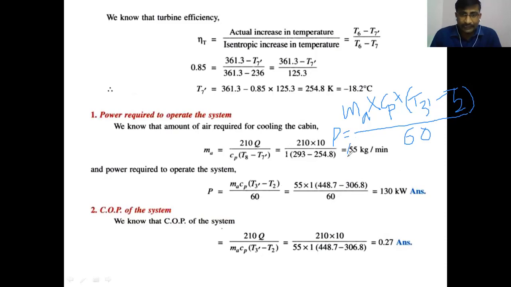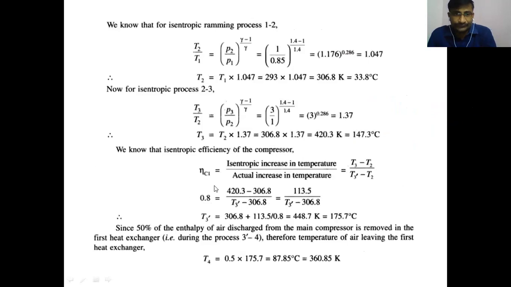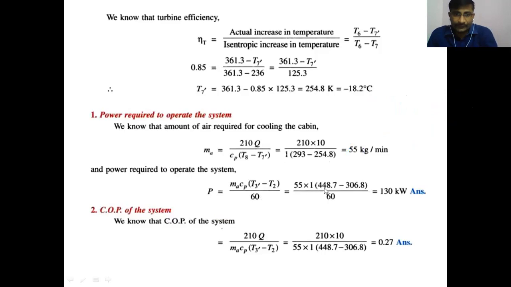MA, the mass of air required, is 55 kg per minute, into 1, the specific heat value. T3 dash we calculated in the earlier slide. This is 448.7 kelvins, minus T2, which is 306.8. This is also calculated earlier by using the ambient air temperature, divided by 60. Then we will get 130 kilowatts of power needed to produce 10 tons of refrigeration in the cabin. Clear?